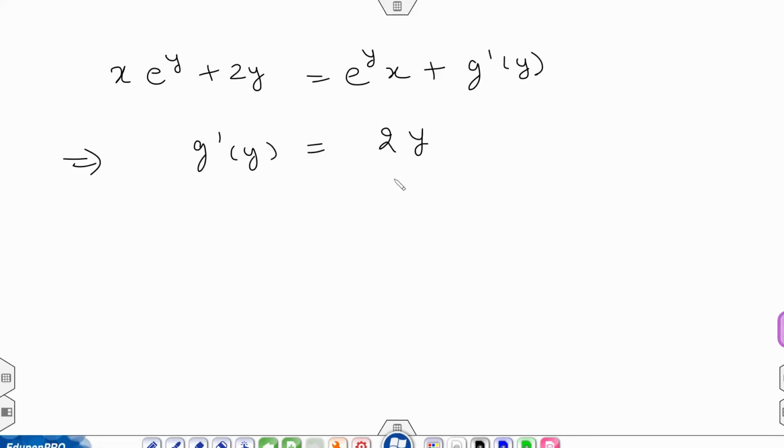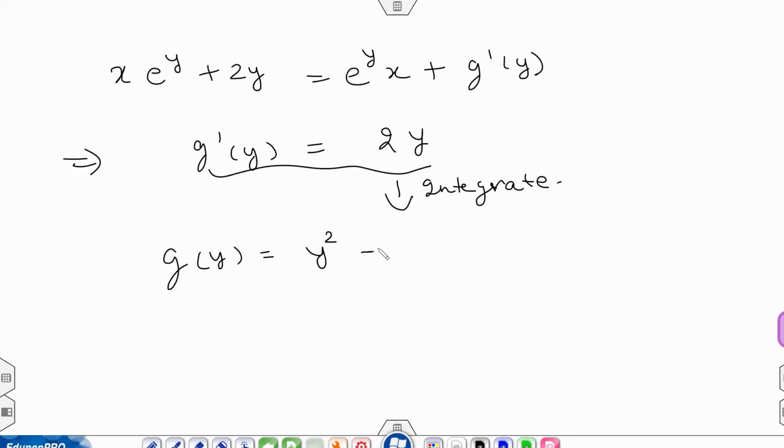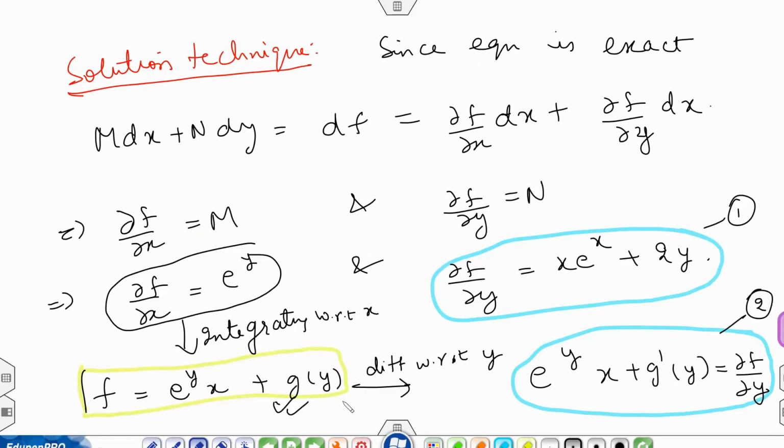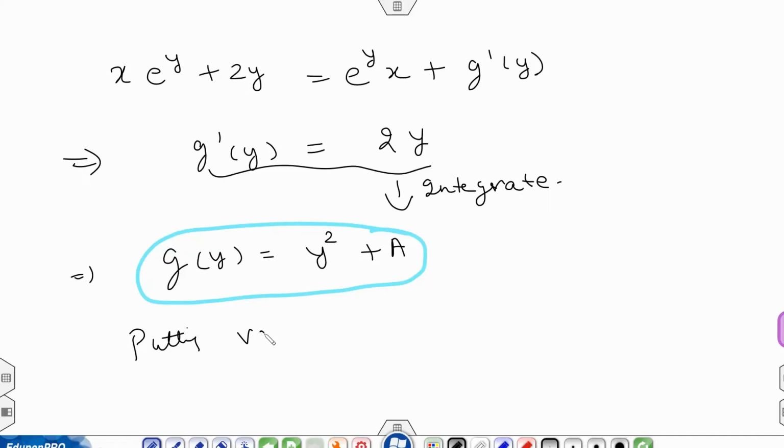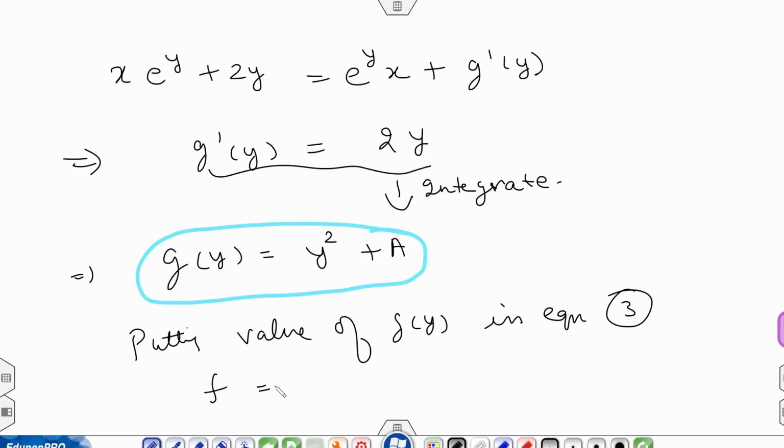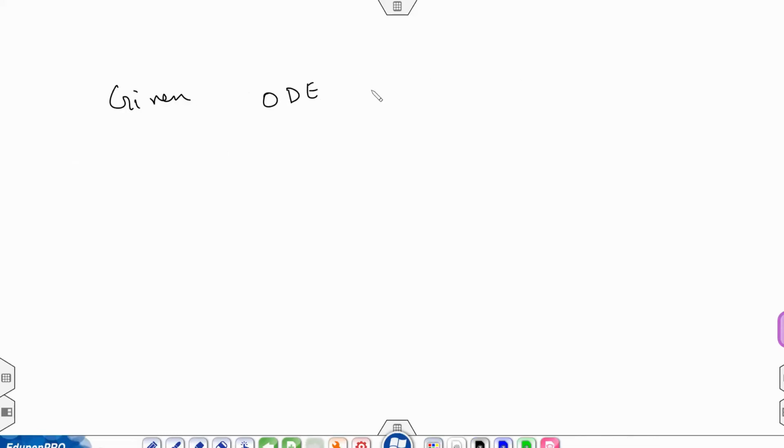Now we need to integrate this one to get our function g of y. So integrating, we will get this. Now putting this value of g of y in equation number 3, I am getting f is equal to x e to the power y plus y square plus a. Now you know that the given ODE is df is equal to 0. So I'll write the given ODE is df is equal to 0.